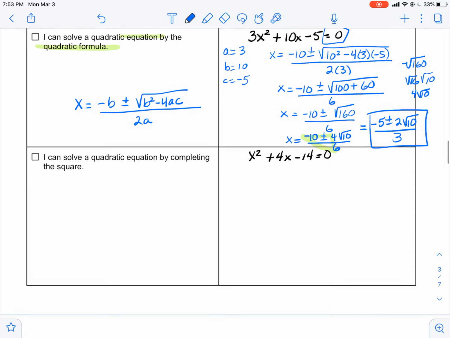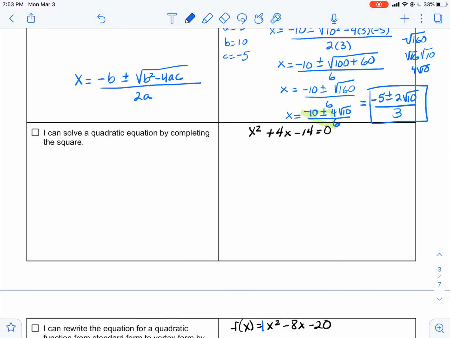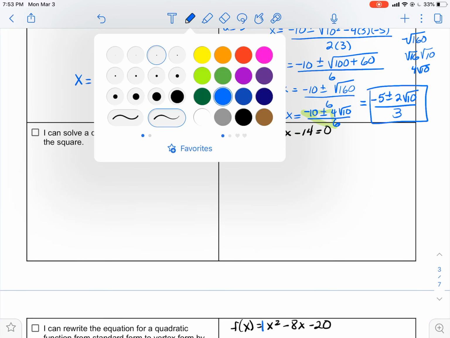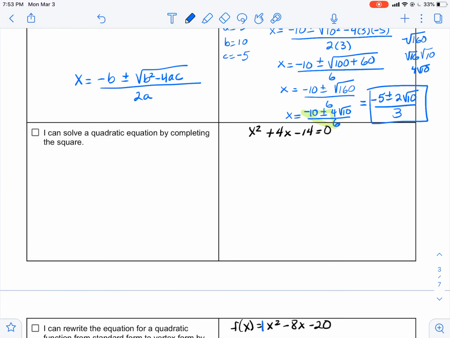And our final is completing the square. And again, I did not give you one, but I will here in just a minute, with a number out in front. But let's go ahead and get started on this one. So first step, remember, is to move the 14 over. Then I take half of 4. So I'm going to take 4, divide it by 2, and square that number. So that would be 4.